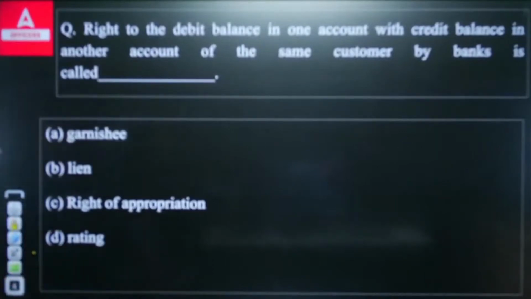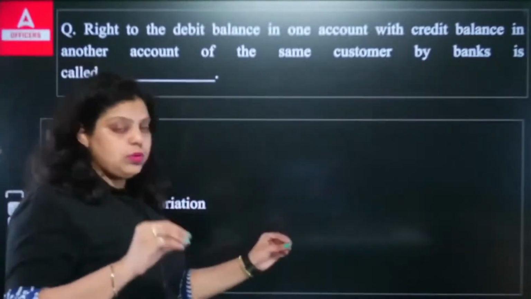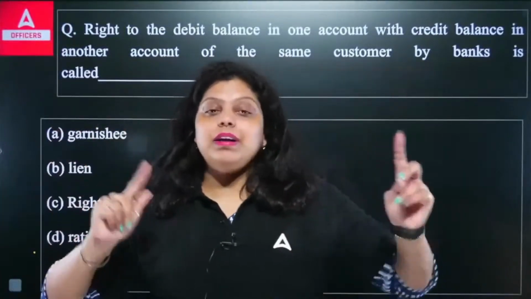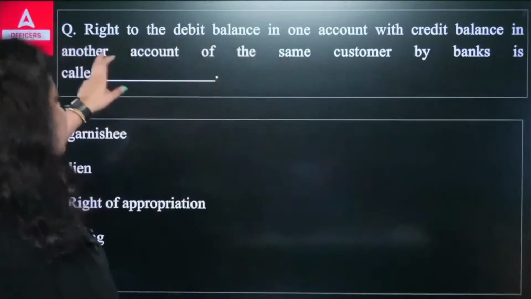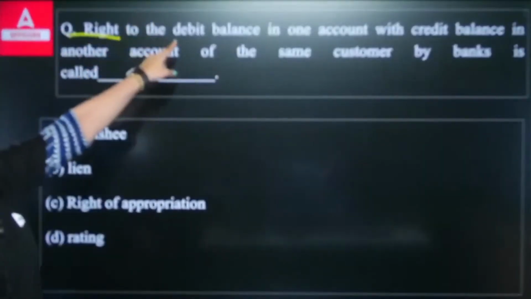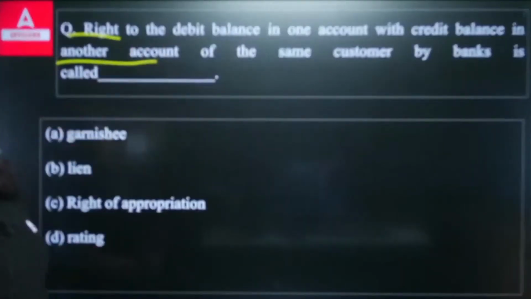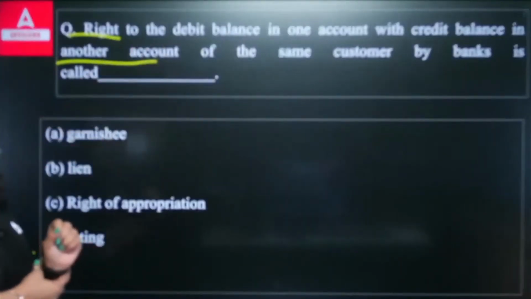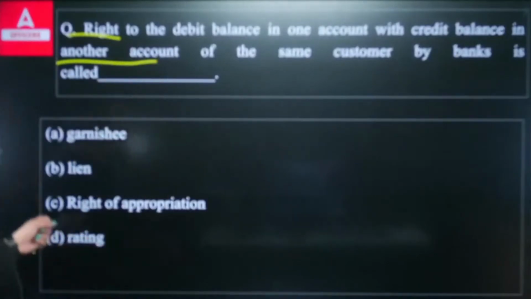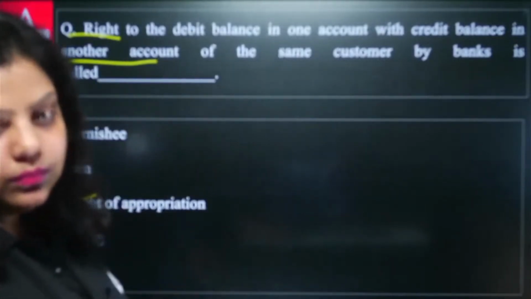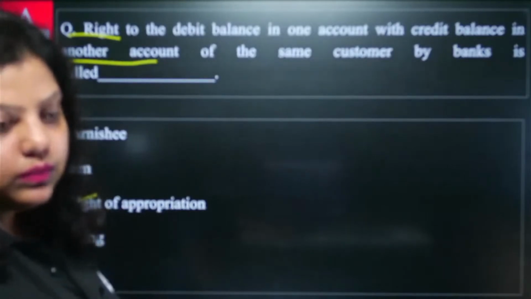The right to debit the balance in one account with the credit balance in another account. Let's say for example a particular customer has 2 accounts in your bank, one credit account and one debit account. What you are doing here is you have a right to debit the balance in one account with the credit balance in the other account of the same customer. It is called the right of appropriation. Clear?